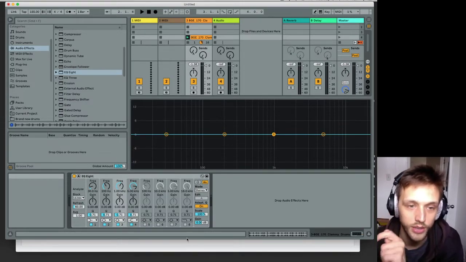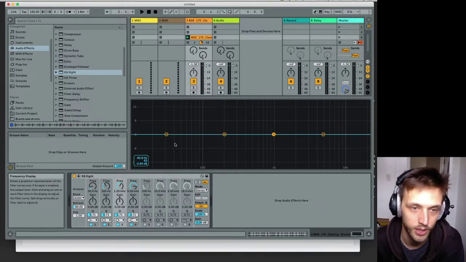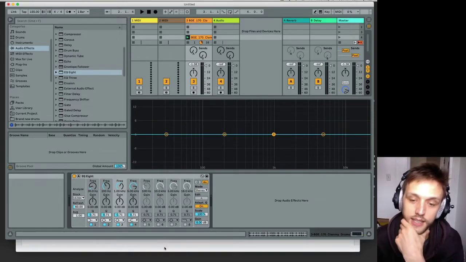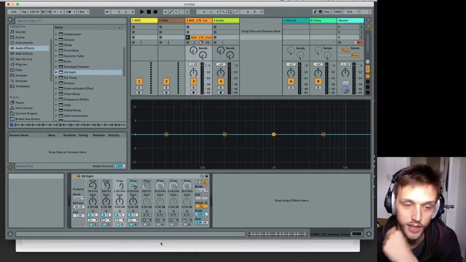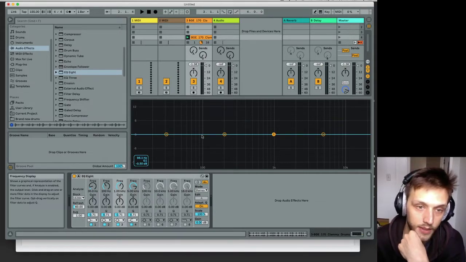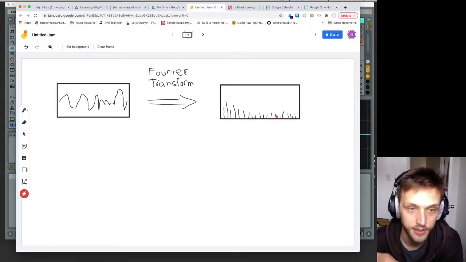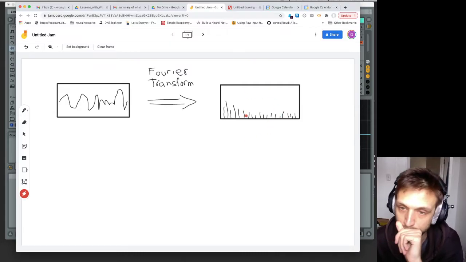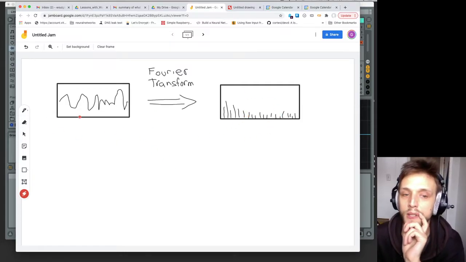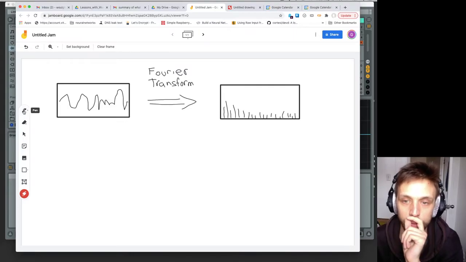And don't worry, it's not only used for visualizing stuff. You can also make really crazy glitch effects with tools that can manipulate the spectrum. So okay, let's break down quickly how it works.